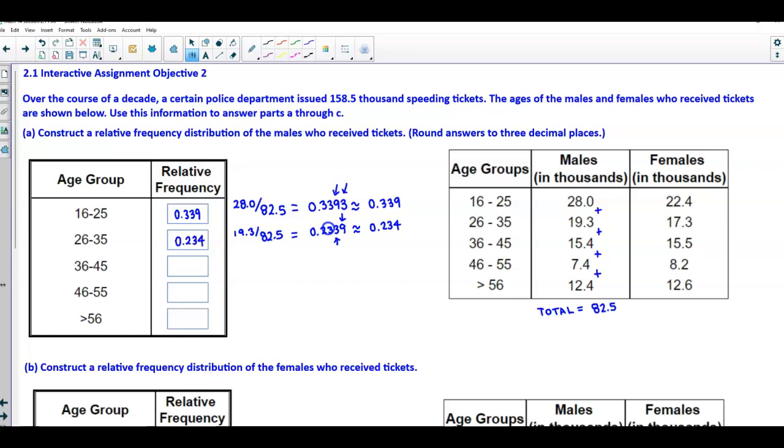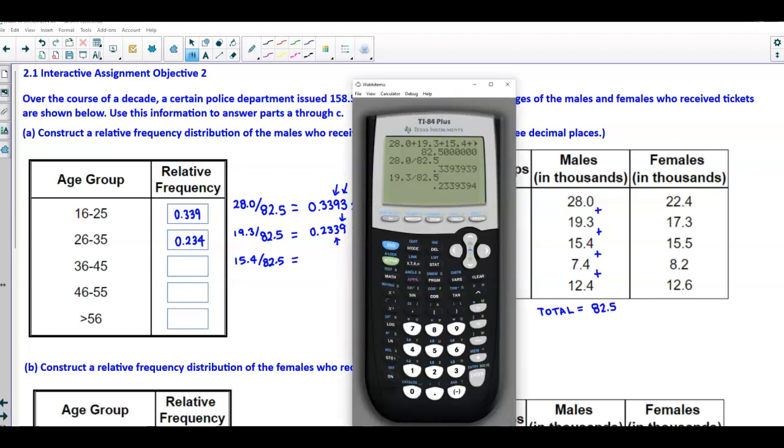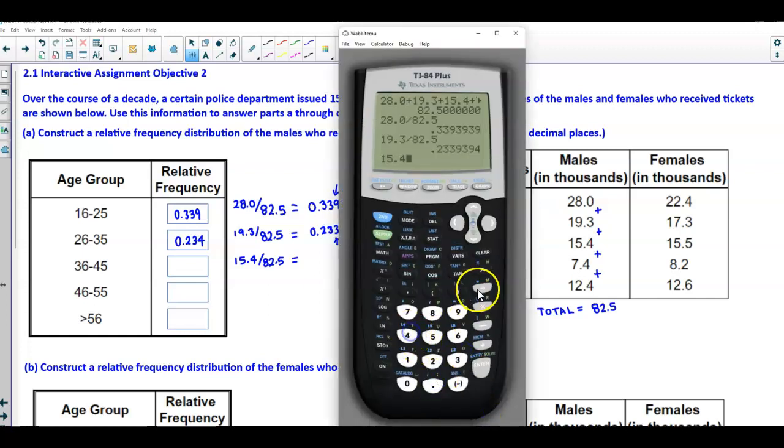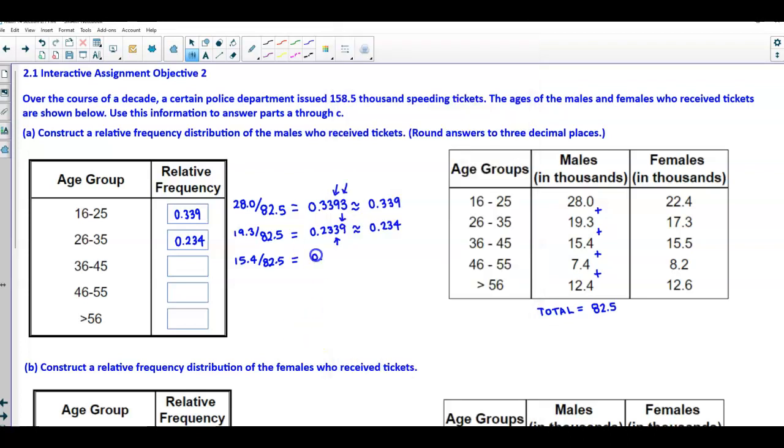Okay, the next value, the age group of 36 to 45, is 15.4. So we're going to take 15.4 and divide that by 82.5. That gives us 0.1866, and again we're rounding to 3 decimal places. So this is our rounding digit, and this is our testing digit. The 6 tells us that we need to round up, so we're going to end up with 0.187.